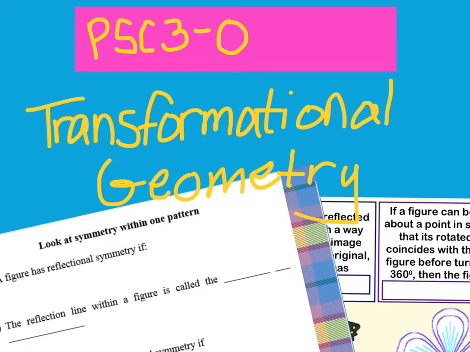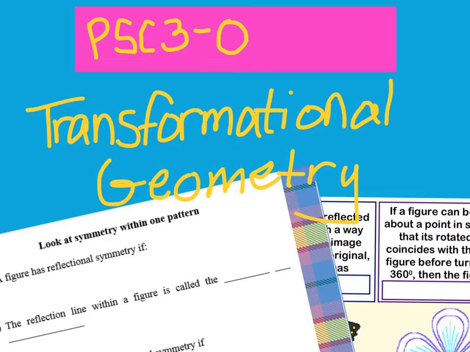In Proportion, Similarity, and Congruence 3, we will study transformational geometry. Transformational geometry is when you do not change the size or the shape of an object, you just move it across a coordinate plane by sliding, or by reflecting, or by rotating.